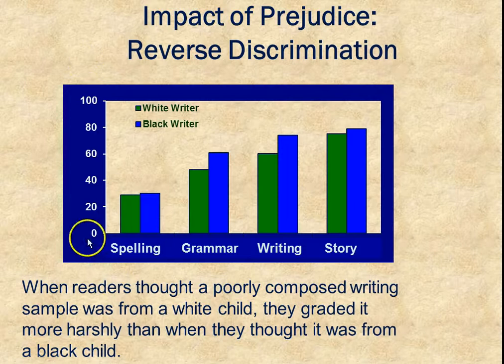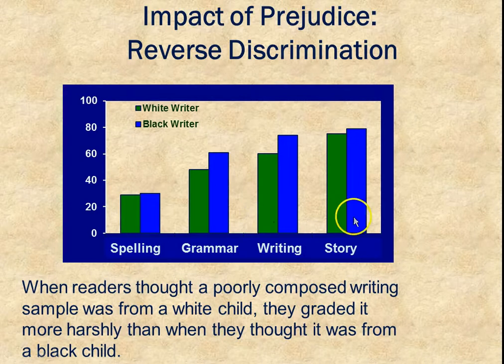They had to give it a grade, basically from 0 to 100, on the quality along 4 dimensions: spelling, grammar, writing, and then the story quality. Now, what I want you to notice is that the green bars were the grades given to the sample when the students thought it was written by Taylor Kennedy, a white child. And what we see is that on 2 dimensions, spelling and the overall story quality, it didn't really seem to matter whether the evaluators thought that the writer was white or black. However, I think what's interesting is we get into these 2 dimensions right here, the grammar and the writing quality, as I said before, really quite poor.